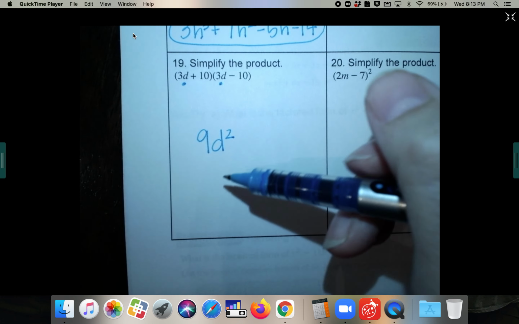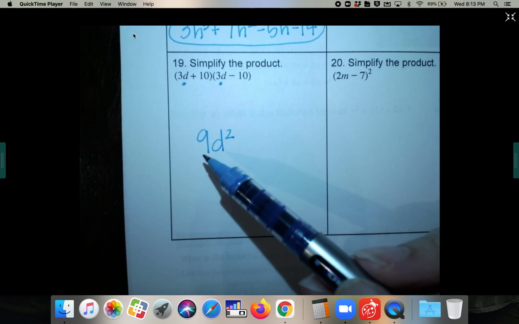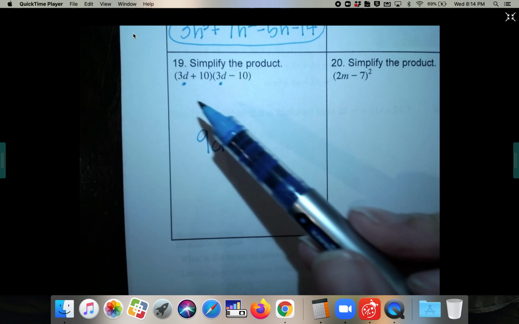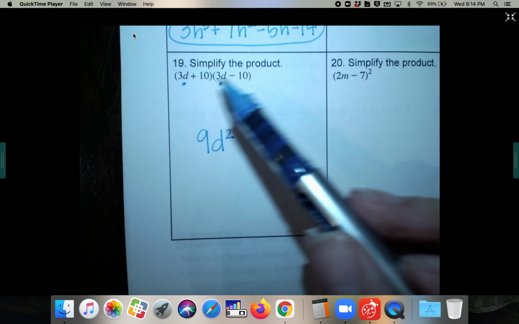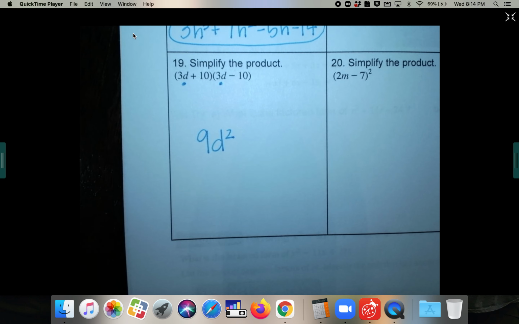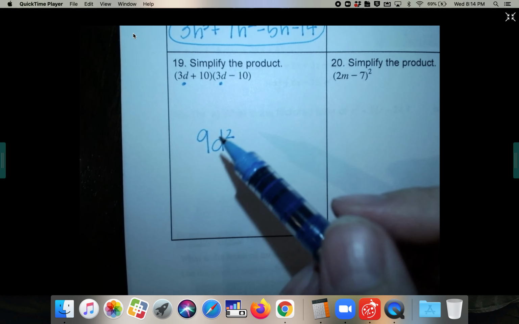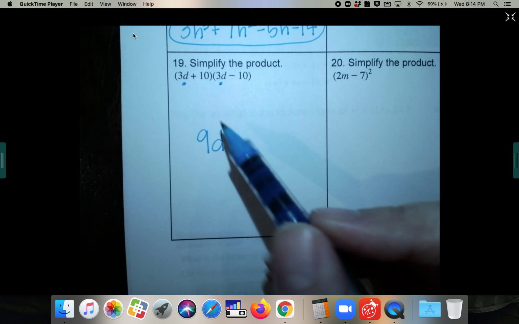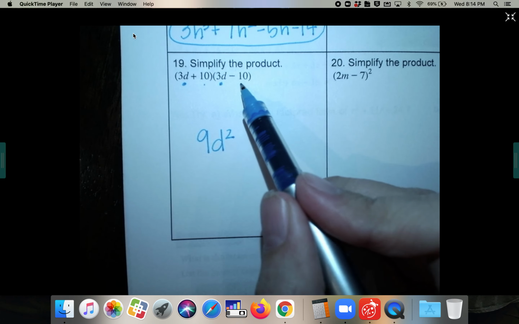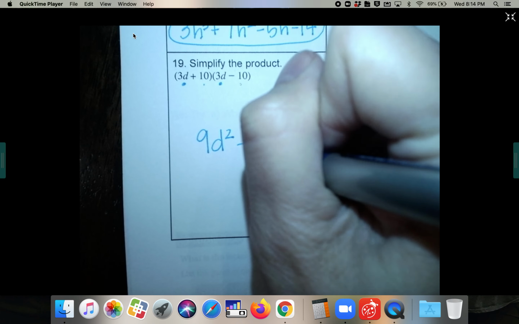Again, if you're not sure, if you're like, I would not have put 9, or I would not have remembered my squared, go ahead and box this or FOIL it or do whatever you like when you multiply binomials, and you're going to get this answer. I'm just reminding you of the shortcut. And 10 times negative 10 is negative 100.